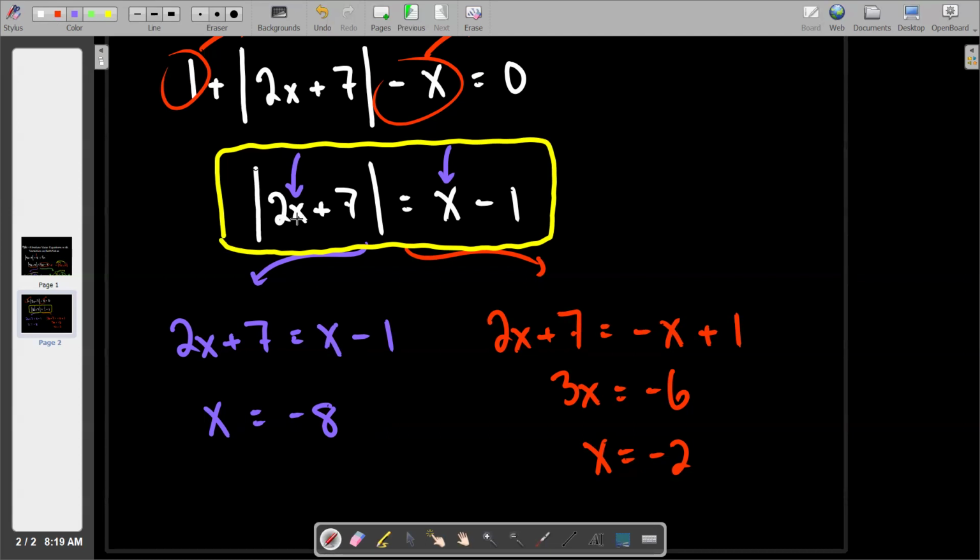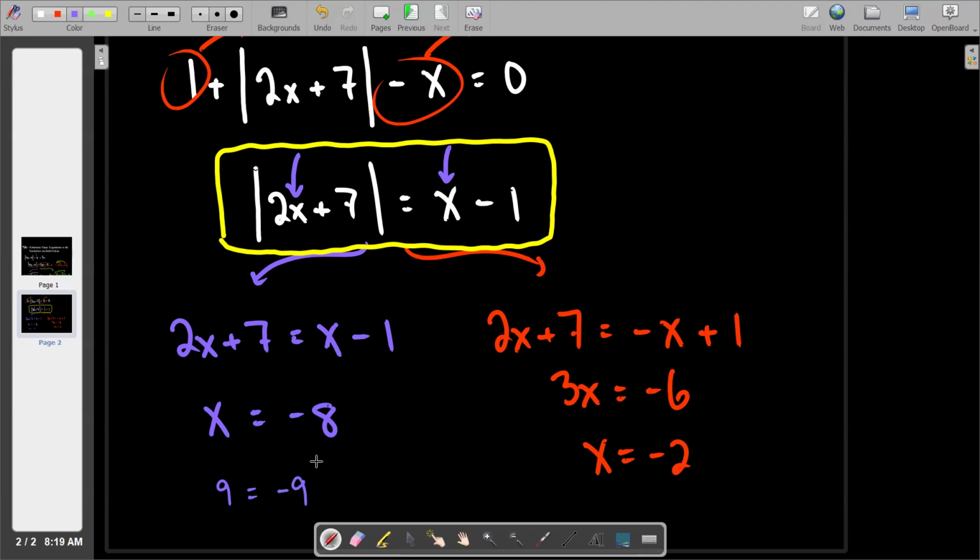What is 2 times -8? It is not 16. It is -16. And what is -16 plus 7? -9. And what's the absolute value of -9? So the left side is 9. And then I'm going to put an equal sign. And now I'm going to wait. On the right-hand side, what's -8 minus 1?